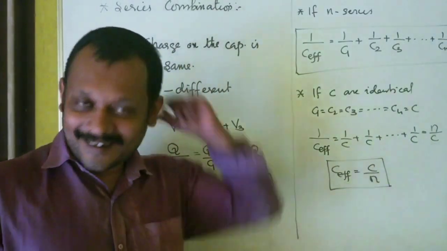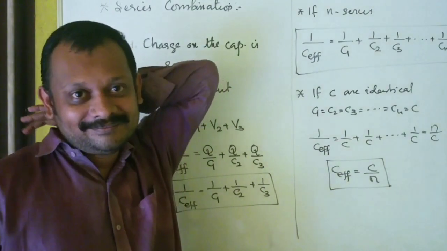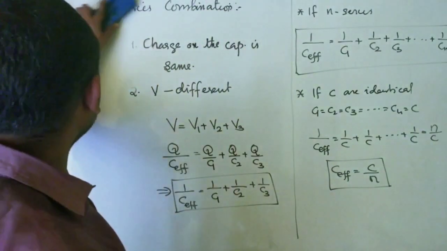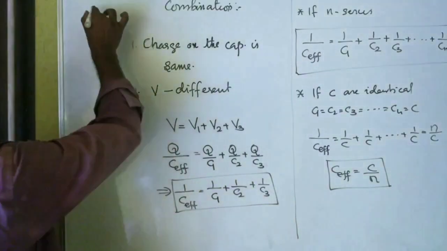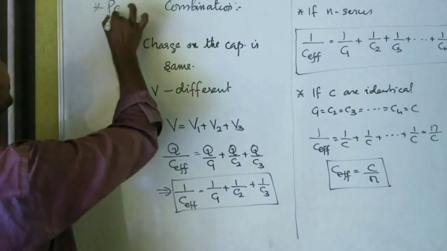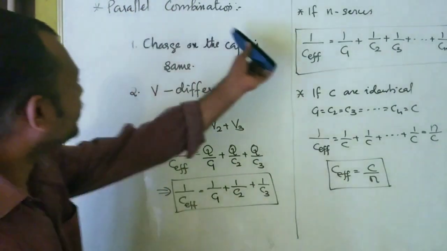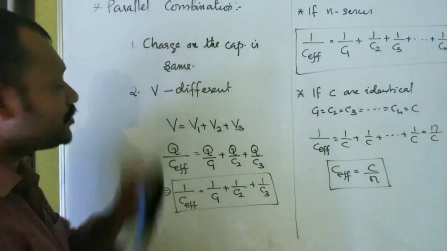I hope this part is clear to you. If it is clear, let us move on to the next condition, that is parallel combination. Now it is very simple. In series combination, what is the same? Charge on the capacitor is the same and potential is different.